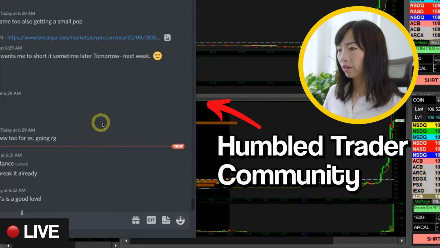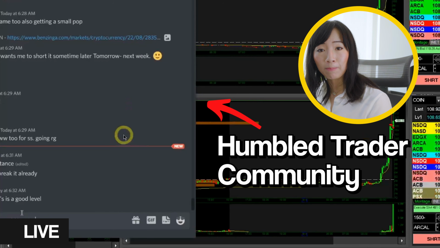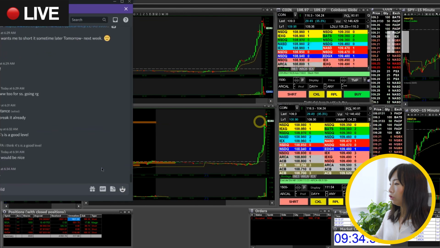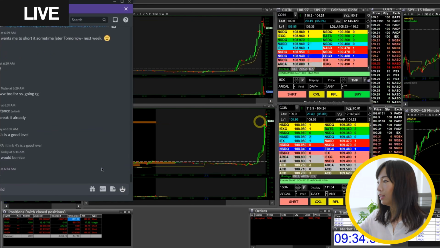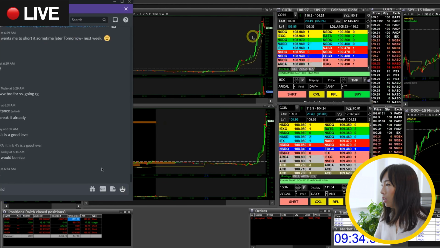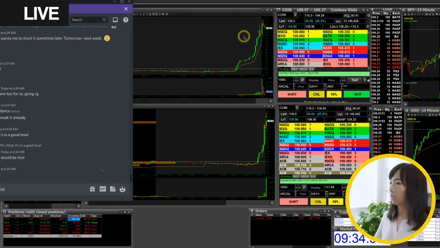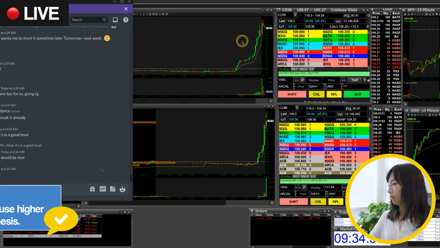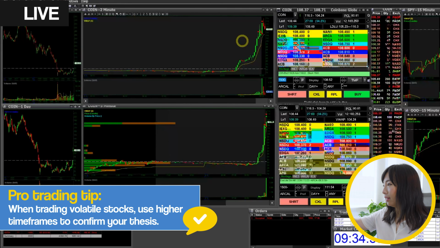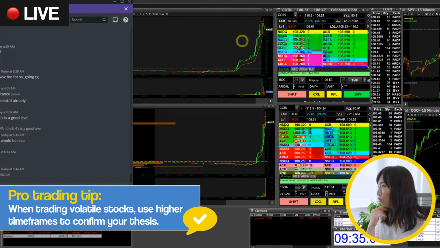On the left hand side here, this is my Discord for my Humble Trader community. And now you can see on the 5 minutes here, how I trade is I usually have a 5-minute chart at the bottom. And then when the stock is really volatile, like in this case, Coinbase, it's volatile when the stock went from 80 to over $100. 116 is a higher day. This kind of range, I want to be using the 2-minute chart on the top.